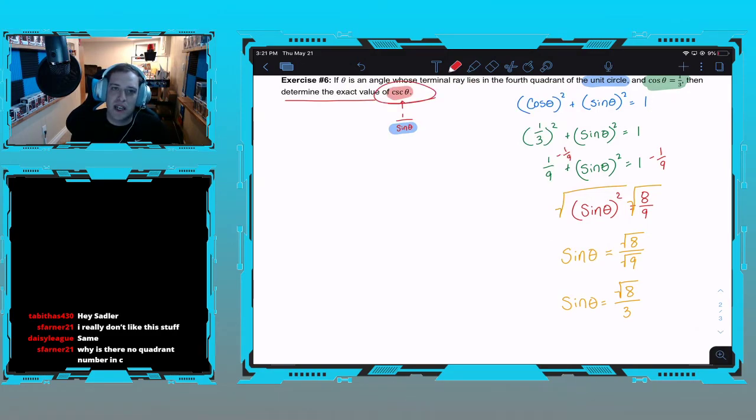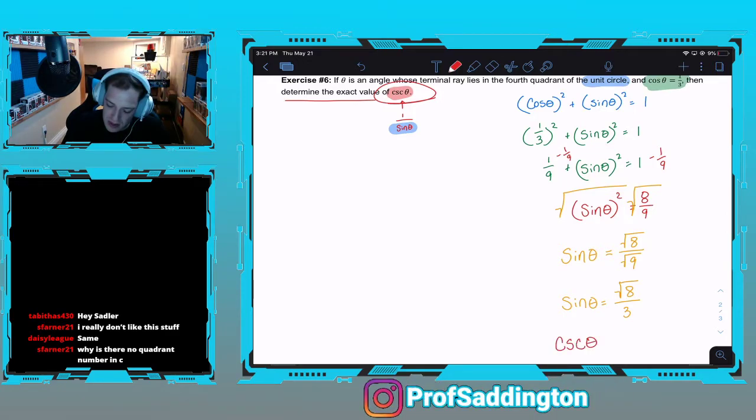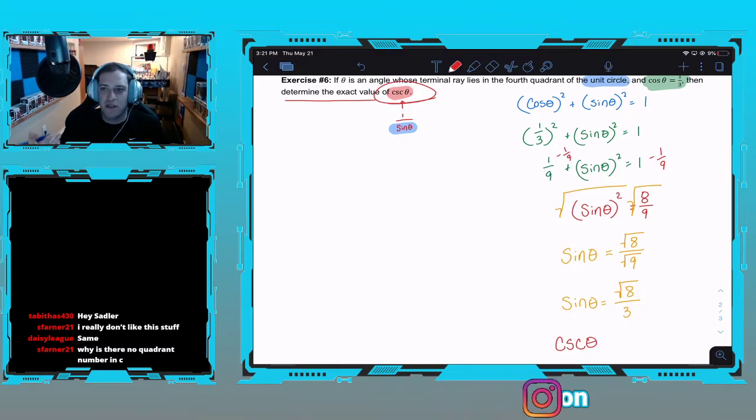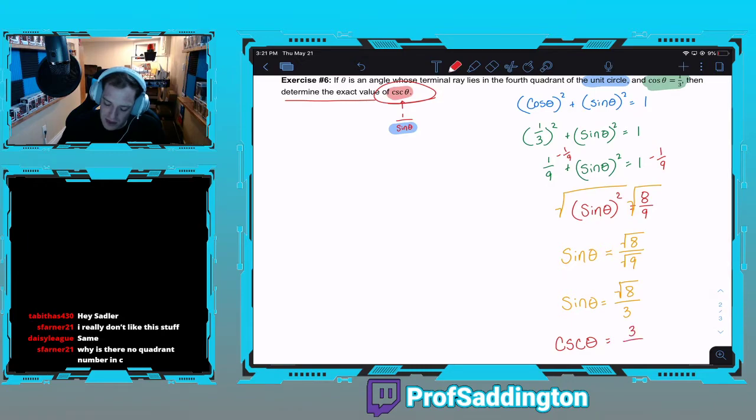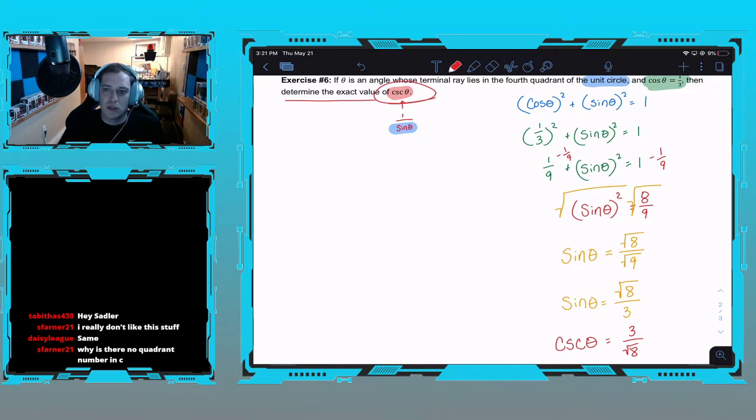And cosecant is just 1 over sine. So in order to change it to cosecant, we just need to flip the fraction over. So I'm just going to flip it over, and that would be the answer to this problem.